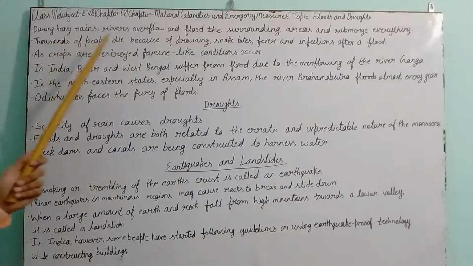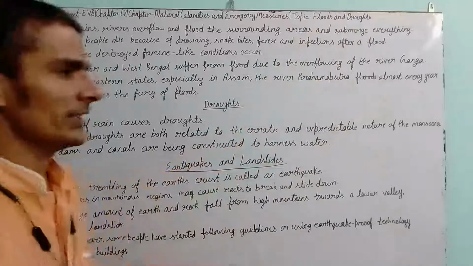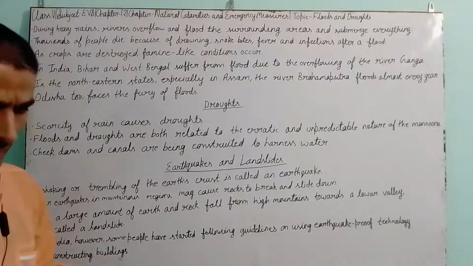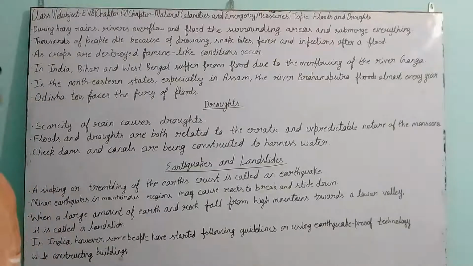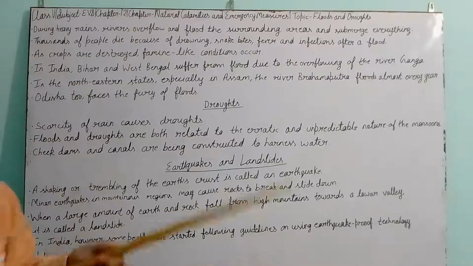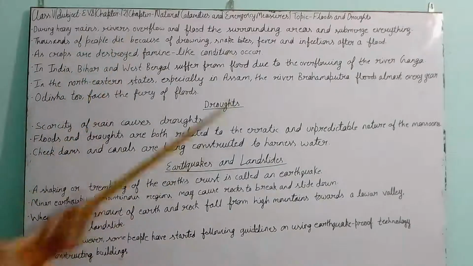During heavy rains, rivers overflow and flood the surrounding areas and submerge everything. All of you know India is a country of monsoon, where the rains come every year, and sometimes it falls too much and sometimes very little. Depending on the quantity of rain, different conditions come, and sometimes it becomes a disaster. When the rainfall is very heavy, the rivers start overflowing.